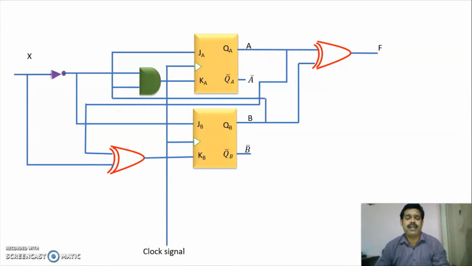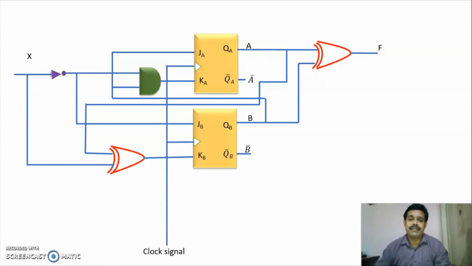This is the second model. The first model we have studied is where they have given the equation, flip-flop input equations and output equations. From that, we have drawn the logic diagram, and we have found out the next state equations. Then that transition table, state table, and state diagram.